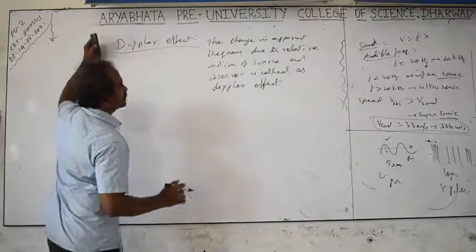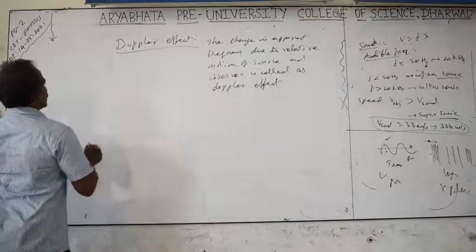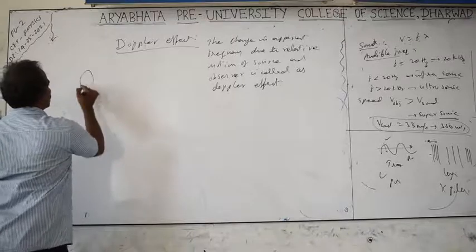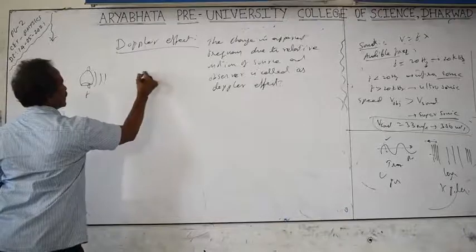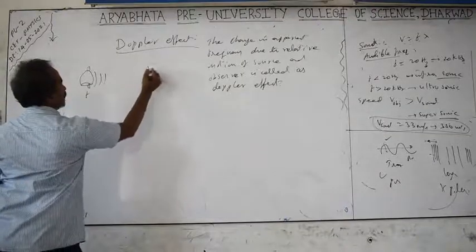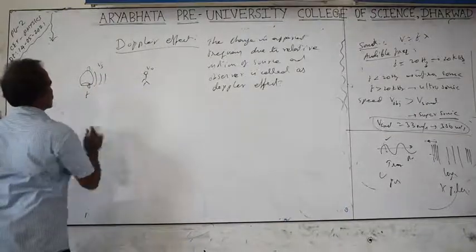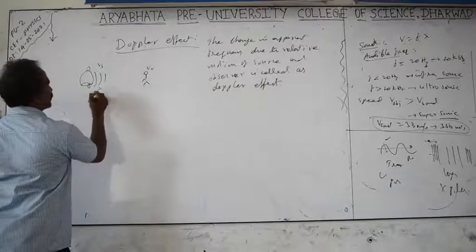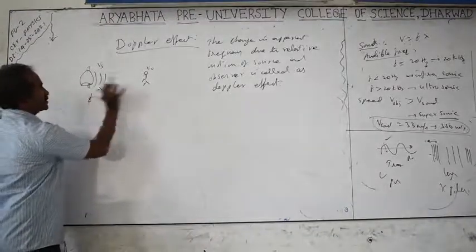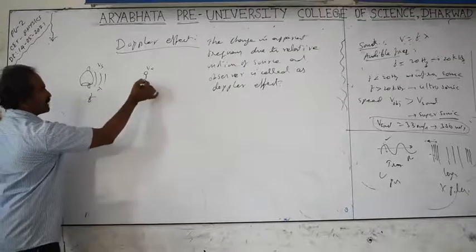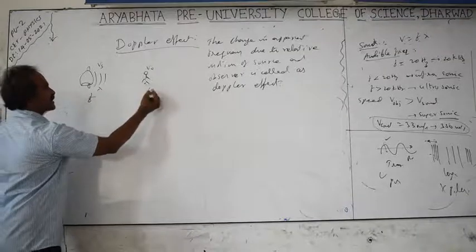We are taking two frequencies: one is the source frequency, another one is the observed frequency. If there is a bell ringing, it's the original frequency. The person standing here is the observer, with observer velocity. This is called the source velocity. This is the frequency of the sound produced. Wavelength is lambda. If the source moves, then lambda changes in the medium. If the observer moves, there is no change in lambda. But what the person is listening to is called the apparent frequency f prime.